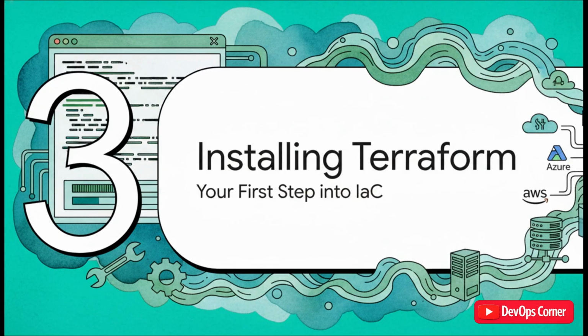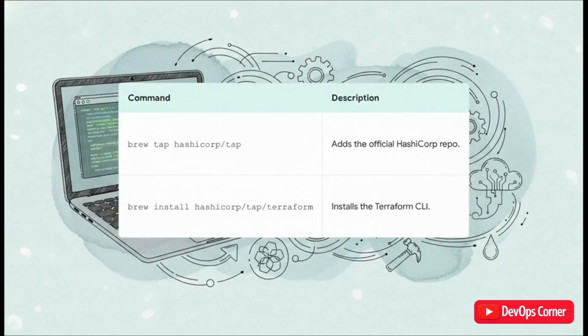Okay, enough theory, right? Let's get our hands dirty and actually install this thing. The good news is it's super simple to get set up, and this is your first real step into the world of infrastructure as code. All right, so Terraform runs pretty much everywhere. If you're on a Mac and you use Homebrew, it's just these two simple commands. You add the official repository, then you install it. Boom, done in a few seconds.